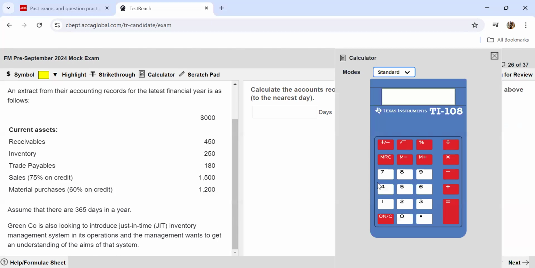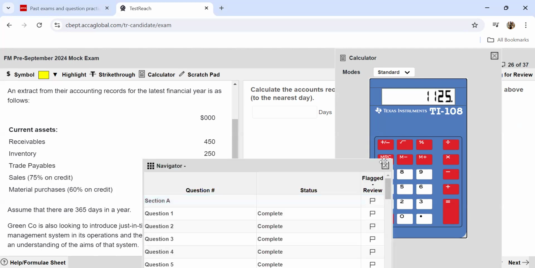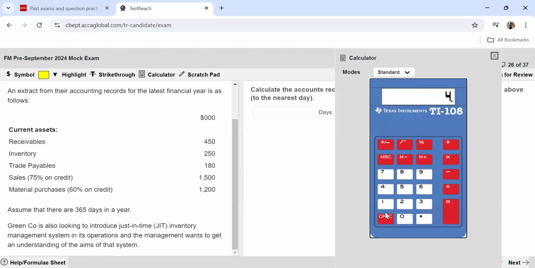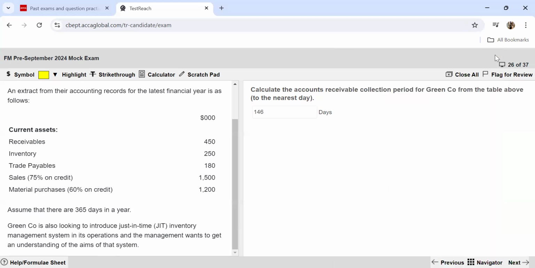All right, so 1500 multiplied by 0.75 is 1125. So you basically need 450 by 1125, and then this figure needs to be multiplied with 365 to arrive at the number of days. So this is going to give you 146 days. We are done with the very first question. Now let's move further.